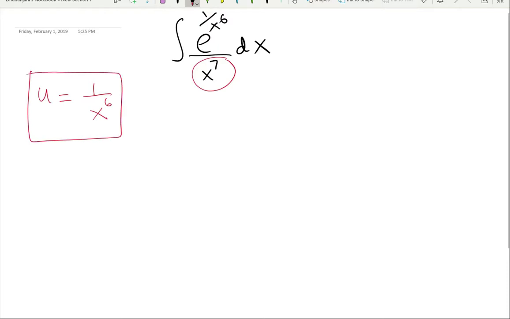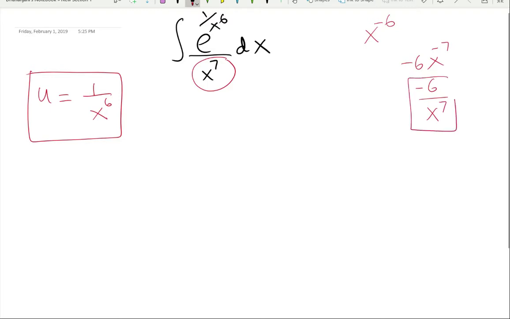Now you might say that in one of the previous videos, you always say that you have to have its derivative somewhere else in the integral. So x to the 7 and its derivative was also somewhere else in the integral. But don't panic, because what is the derivative of 1 over x to the 6? To take derivatives easily, we can write it as x to the negative 6. The derivative is negative 6, x to the negative 6 minus 1 is negative 7, so this is negative 6 over x to the 7.